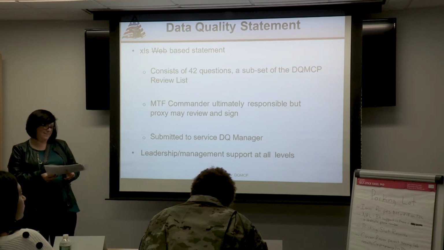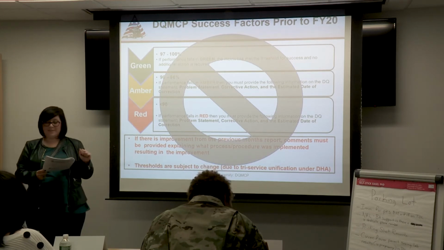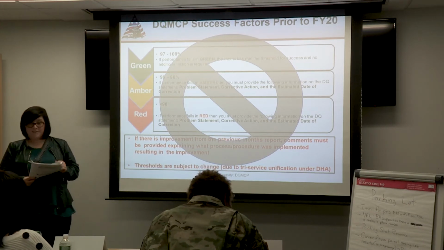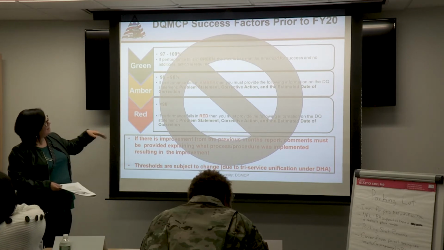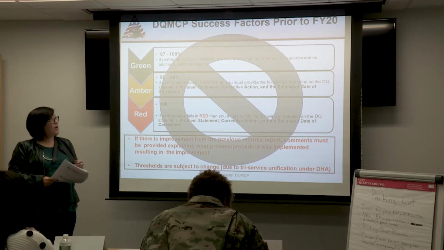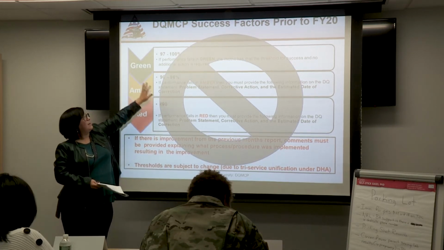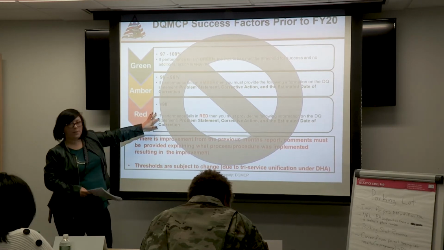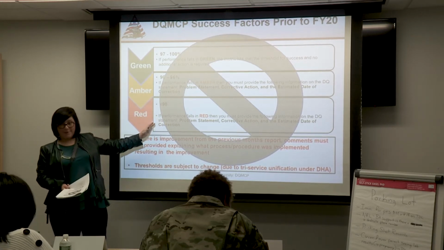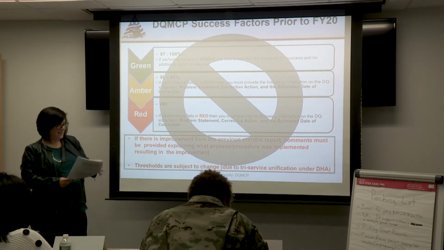Next. Okay, so our DQMCP success factors prior to fiscal year 2019 were previously these. Everything on our data quality review list was previously 97 to 100 to get green, 90 to 96 to be an amber, and anything below 90% was obviously red. That has all gone away. Next.